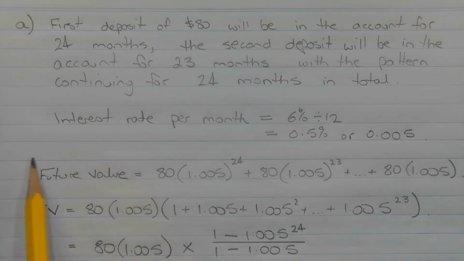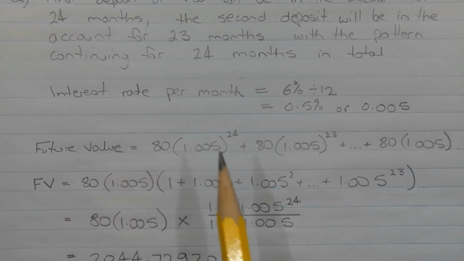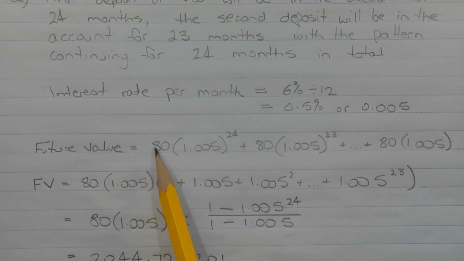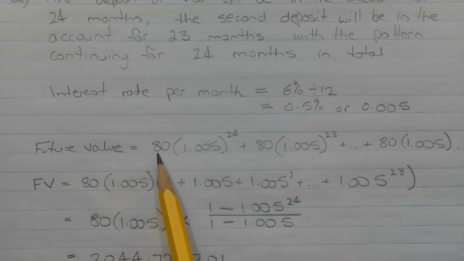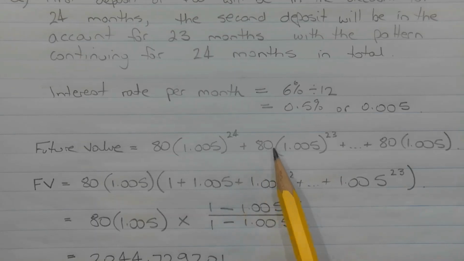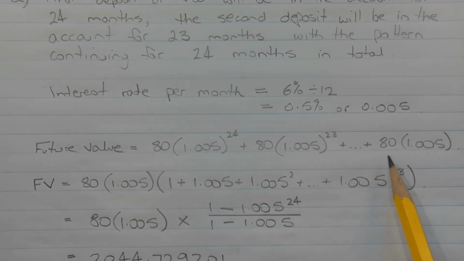So to get the future value, that's the amount in Jack's account at the end of 24 months, we use the following expression. We have $80 and we're going to increase that by 1.005 and we're going to raise that to the power of 24 because it's going to happen 24 times. That's that first deposit of $80 that's going to be in the account for the full 24 months. Then we're going to add on to that 80 times 1.005 to the power of 23 and so on until we get to the final month. So we're going to plus 80 times 1.005.